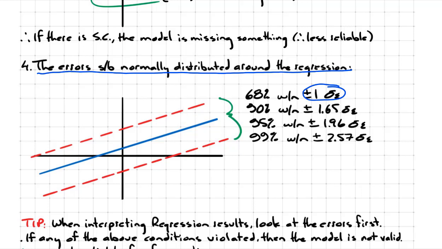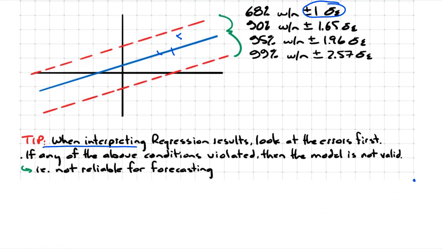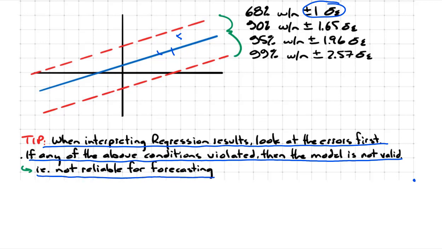On the other hand, if this was 1.65, that would be plus minus 1.65. Then within this range, we would expect to see 90% of all the observations. And same thing with the 95 and 99. Now, tip, when interpreting regression results, look at the errors first. If any of the above conditions are violated, then the model is not valid. In other words, it is not reliable for forecasting.